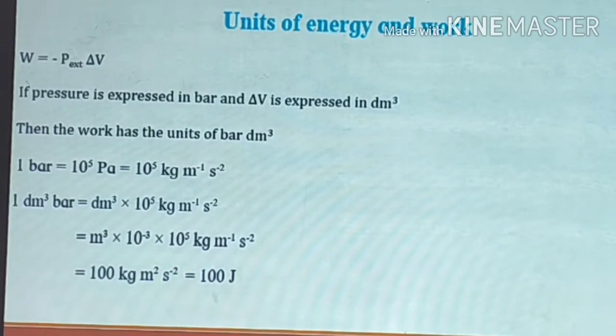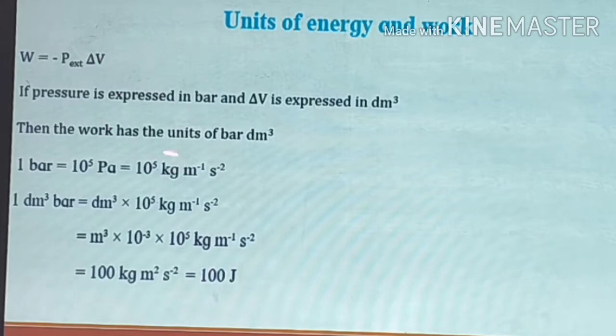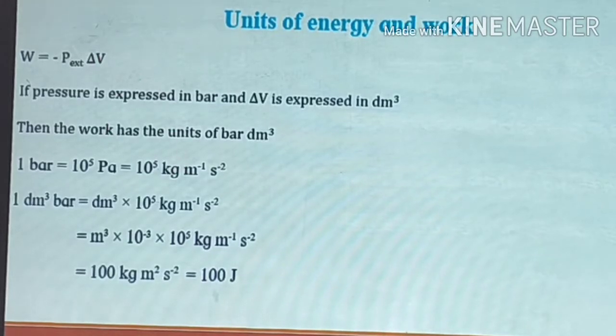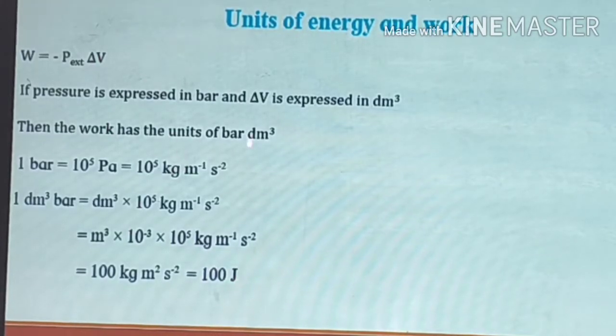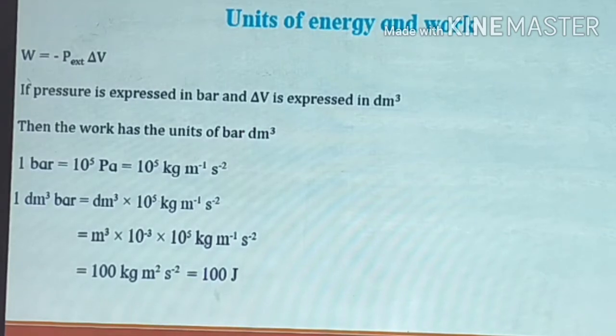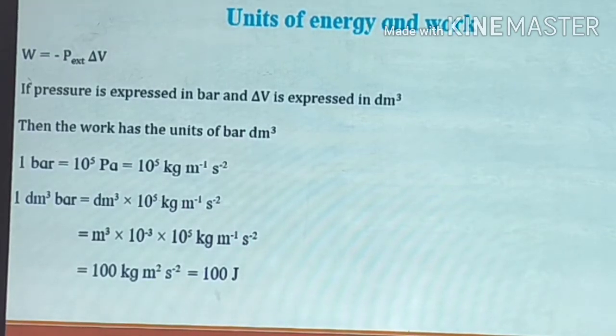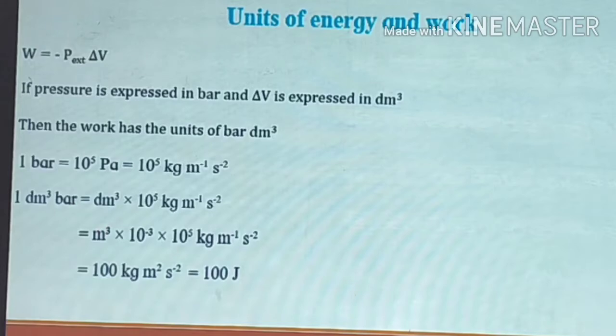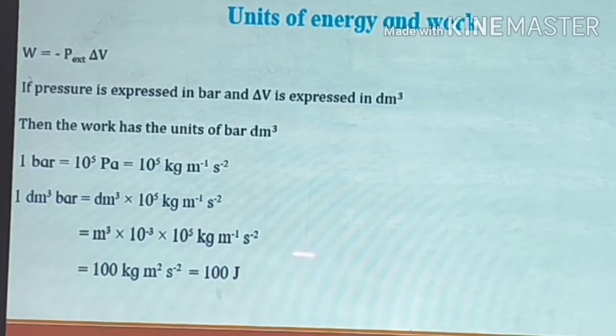So what is the commonly used unit? dm cube bar. What is the SI unit? Joules. So what is the relation between the commonly used unit and the SI unit? 1 dm cube bar is equal to 100 joules.